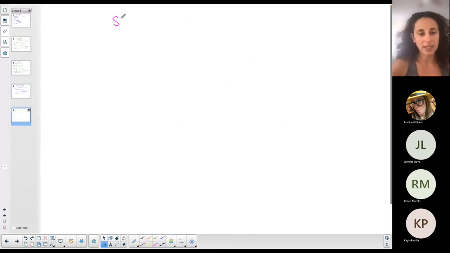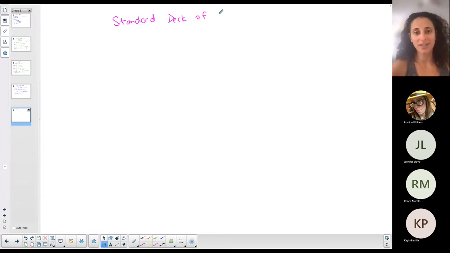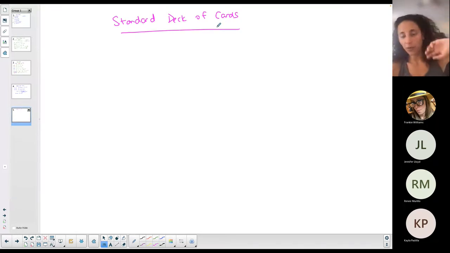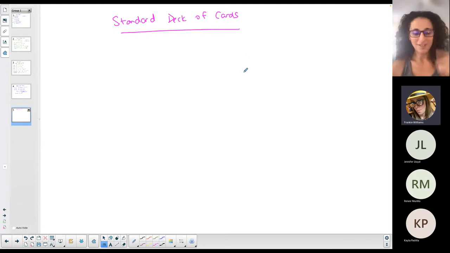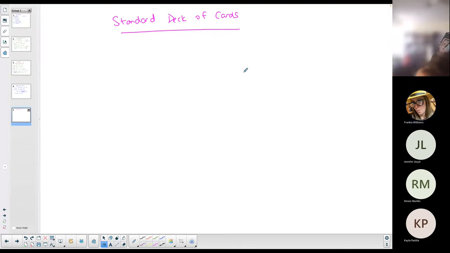Do we know what a standard deck of cards is? Do we know the stuff regarding a standard deck? If you don't, we should. Let's just make sure. I always have somebody that doesn't every semester. Everywhere I go. Standard 52 pickup.